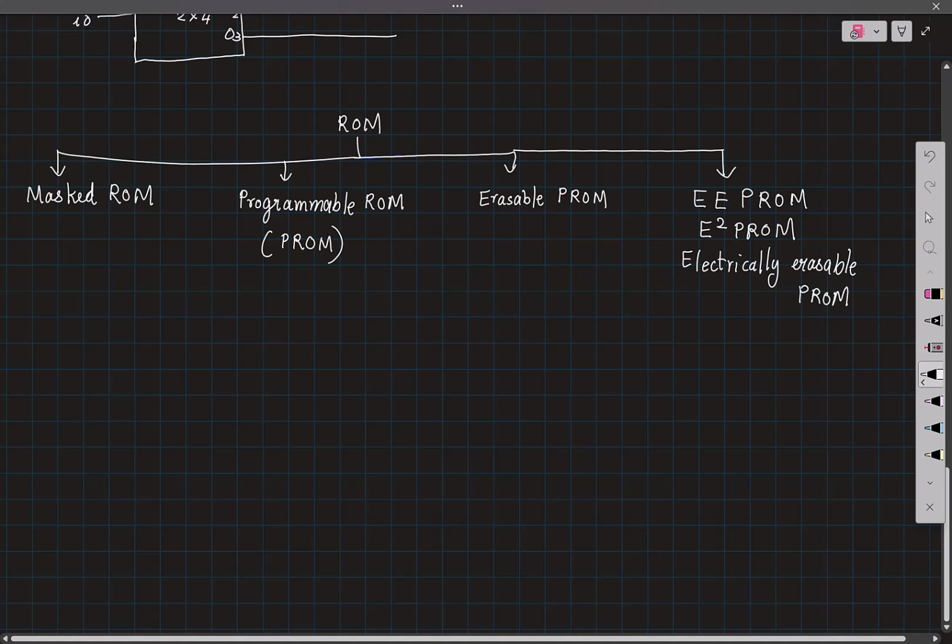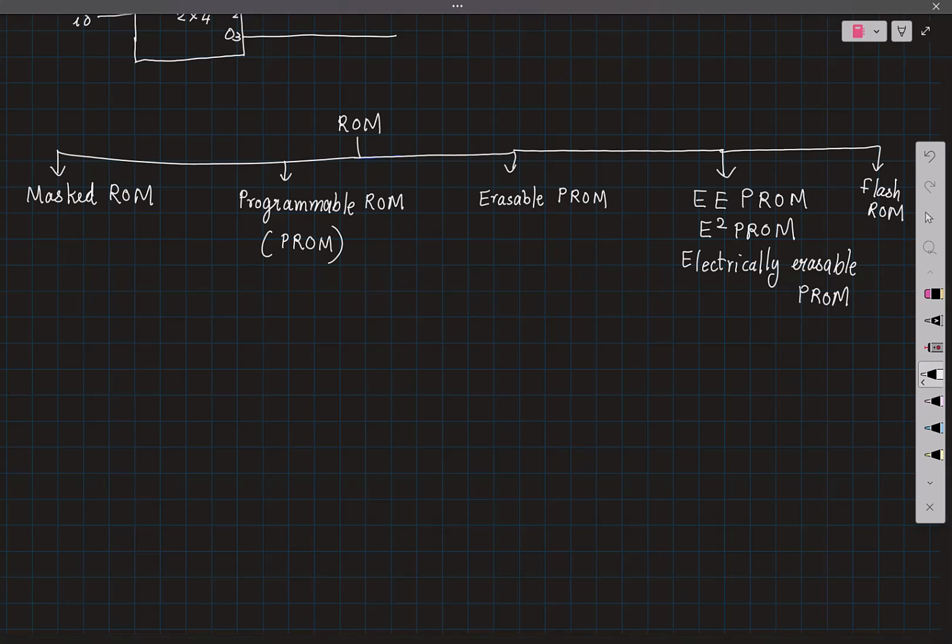And then finally you have the flash ROM. So a flash ROM can be thought of as a version of EEPROM, wherein you have additional circuitry that will allow you to selectively erase and write contents into the flash ROM.